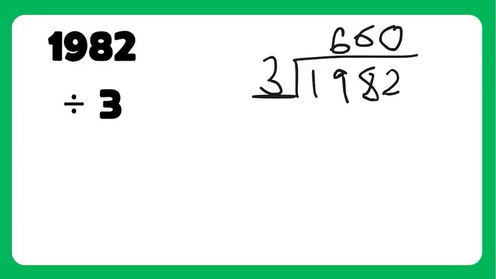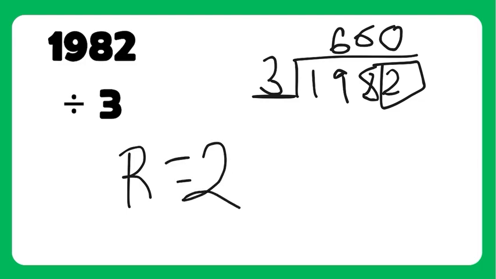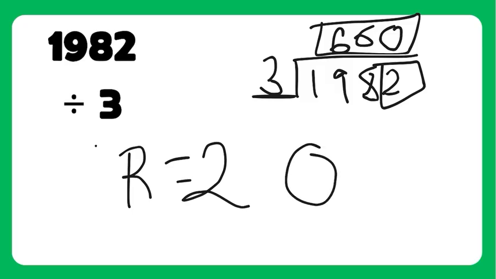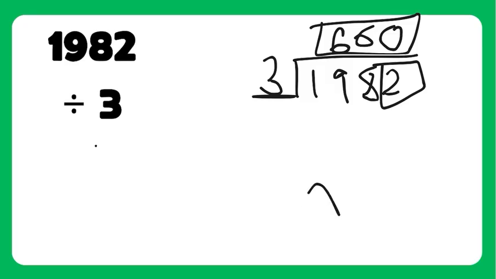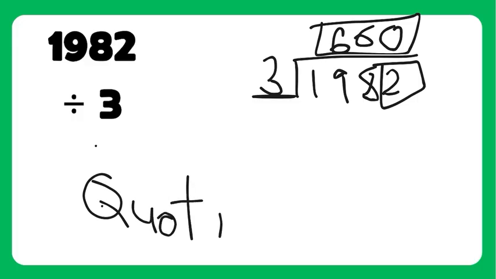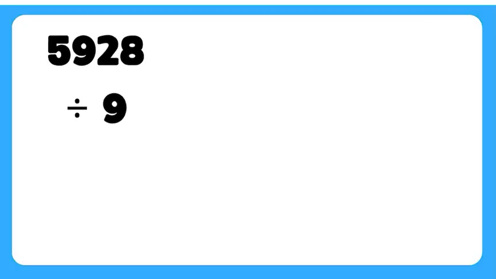But this 2, it is left behind. So what do? Because of that, we will be writing a remainder. This is what remains, which is equal to 2. 2 is our remainder for this question, and this 660 is our answer, which is called a quotient. The spelling is Q-U-O-T-I-E-N-T, quotient.